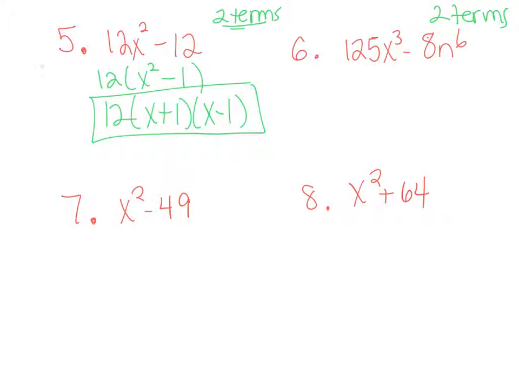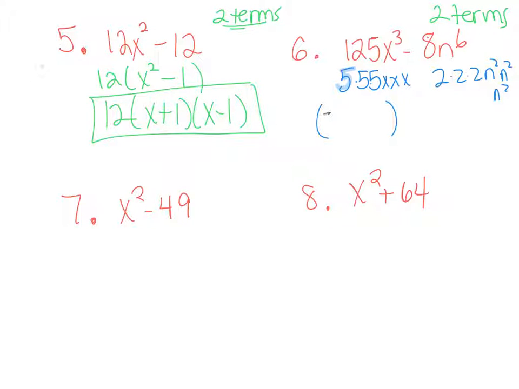Let me get my blue. And so this is a perfect cube, so I want to know what this is. I'm going to do that. 5 times 5 times 5, and x times x times x. And this is 2 times 2 times 2, and n squared, n squared, n squared. So this is a perfect cube.